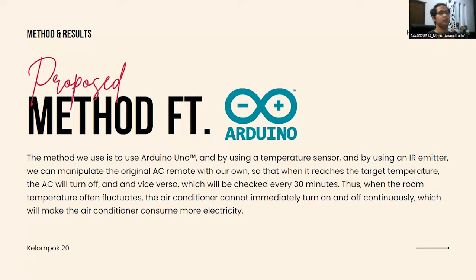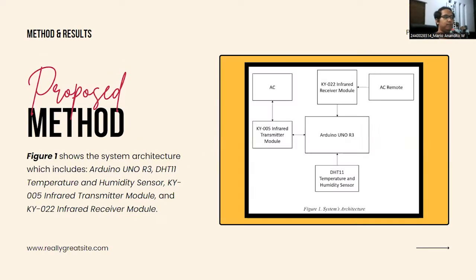The method we use in this experiment is an Arduino Uno with a temperature sensor and the IR emitter. Then we can manipulate the original AC remote with our own, so that when it reaches the target temperature, the AC will turn off and vice versa. This will be checked every 30 minutes. Thus, when the room temperature often fluctuates, the air conditioner cannot immediately turn on and off continuously, which would make the air conditioner consume more electricity.